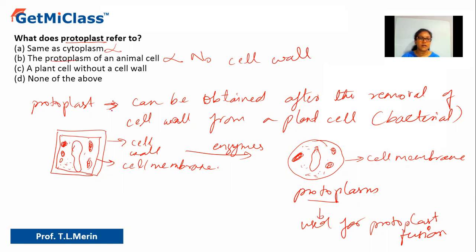Option C says a plant cell without a cell wall. Yes, that is absolutely right. And option D says none of the above, which is ruled out. So what is the correct option? The correct option is option C. So let us conclude the answer. The answer is option C.